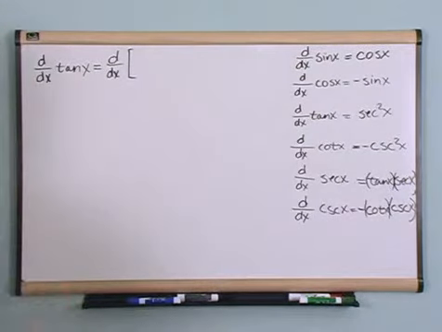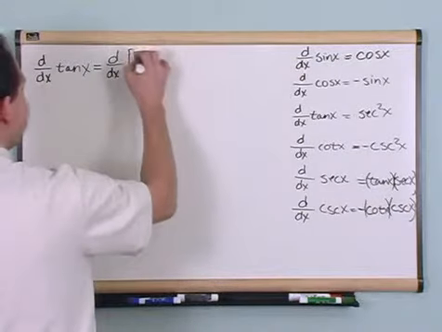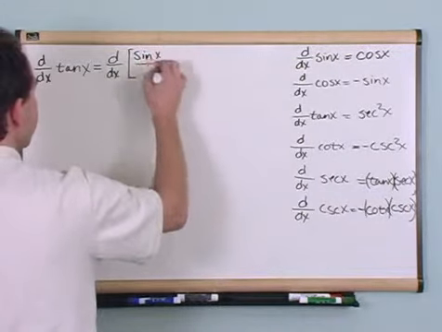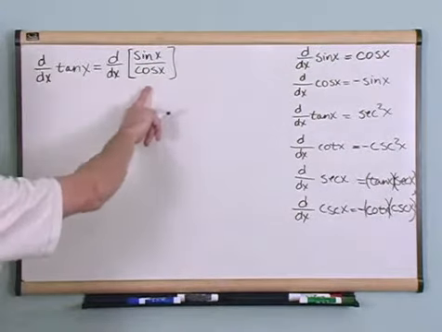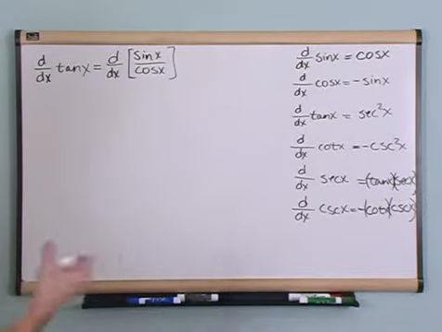If you remember back from your trig, the tangent function is simply defined, by definition, as the sine of x over the cosine of x. That's a definition. This is something that's just true. It's not anything I'm proving to you. That's what tangent is equal to.